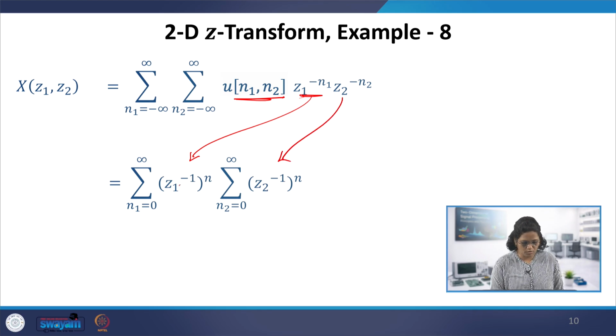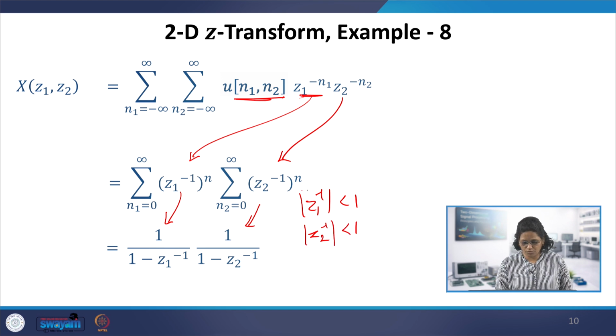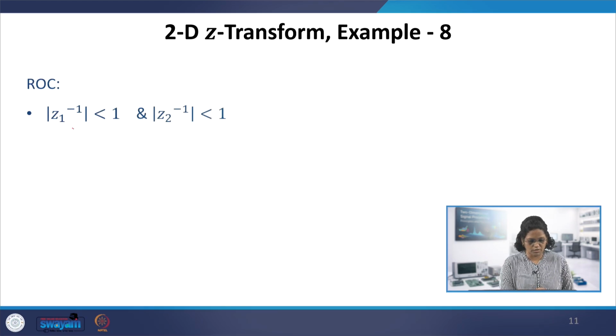So now the closed form solution can be obtained: 1 by 1 minus z1 power minus 1, which is over here, and the second one is also valid for the summation 0 to infinity, 1 by 1 minus z2 power minus 1. This is possible only when z1 power minus 1 is less than 1 and z2 power minus 1 is less than 1. So from this, z1 is greater than 1 and z2 is greater than 1. So we get the two ROCs: z1 power minus 1 and z2 power minus 1 are less than 1.